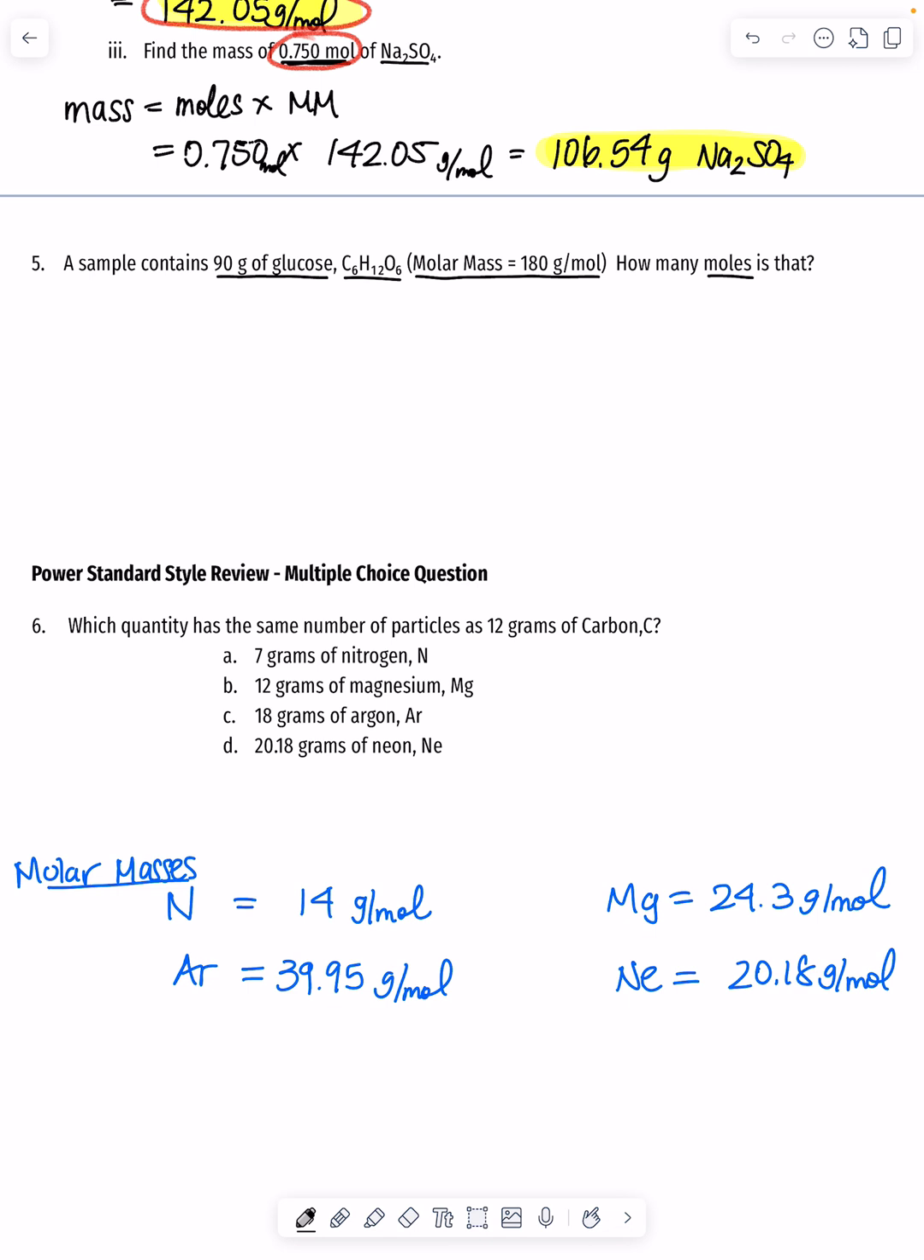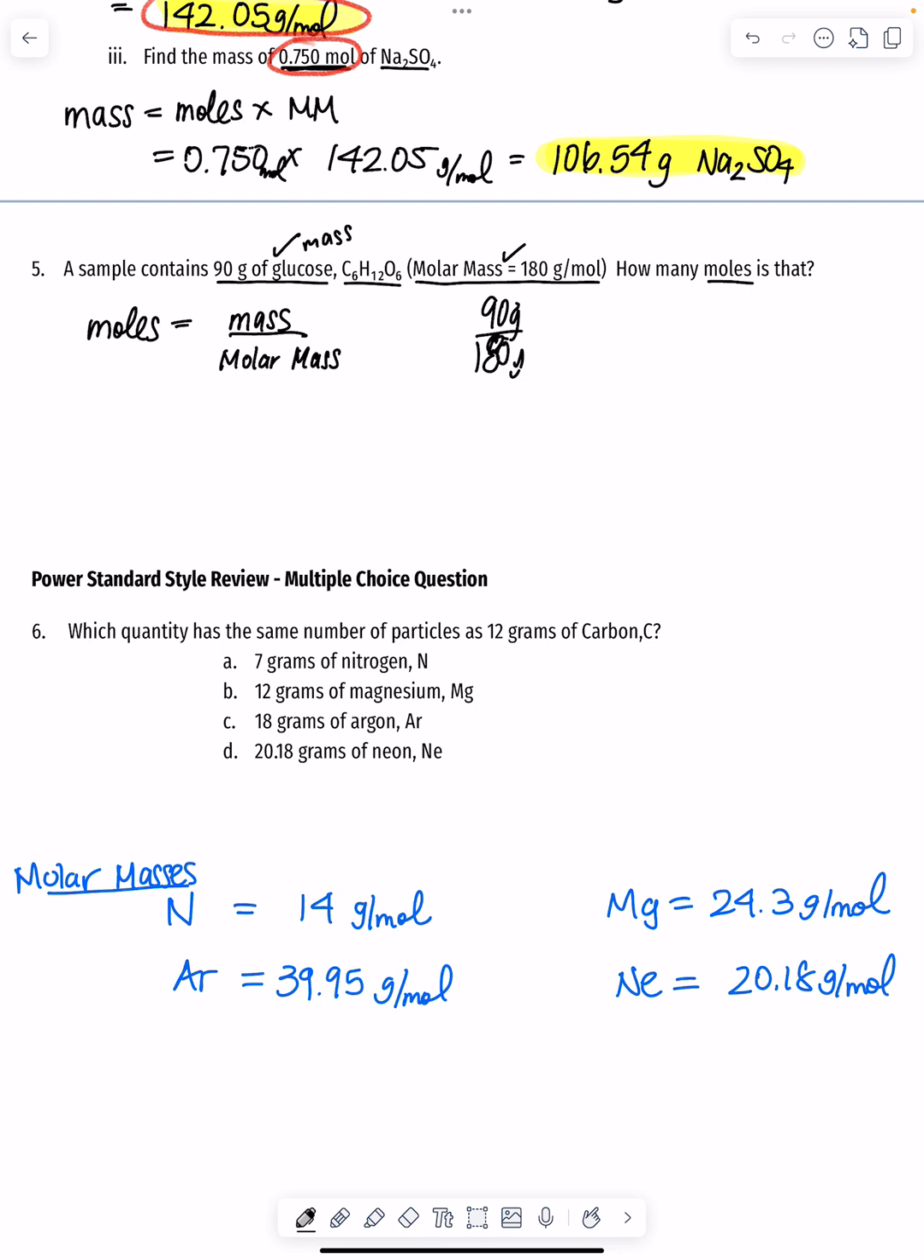Well, I have grams, I have molar mass, and I'm looking for moles. If I want moles, the equation to solve for moles is mass divided by molar mass. I have the mass is 90 grams. The molar mass is 180 grams per mole. If I divide these two on a calculator, 90 divided by 180, I get 0.5 moles of glucose. Final answer there.